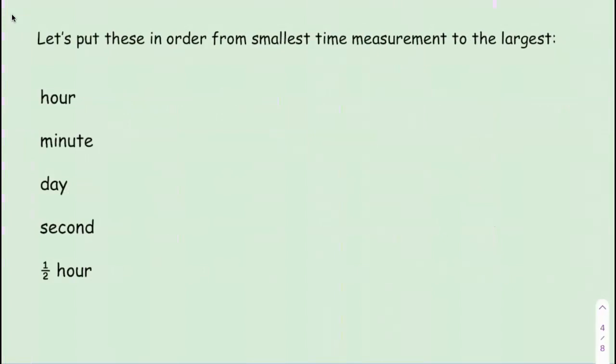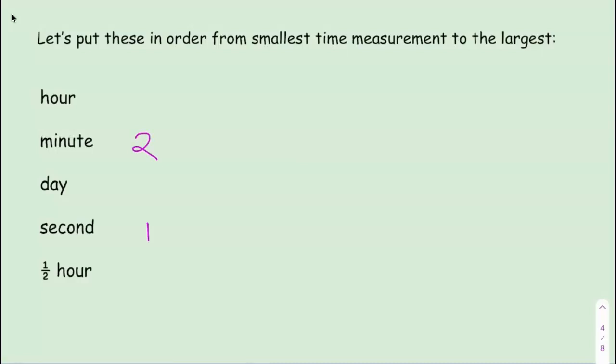Let's put these units of measure in order from smallest to the largest. So the smallest unit of measure for time is 1 second. So a second comes first. The next biggest unit of measure for time is the minute. So that comes second.